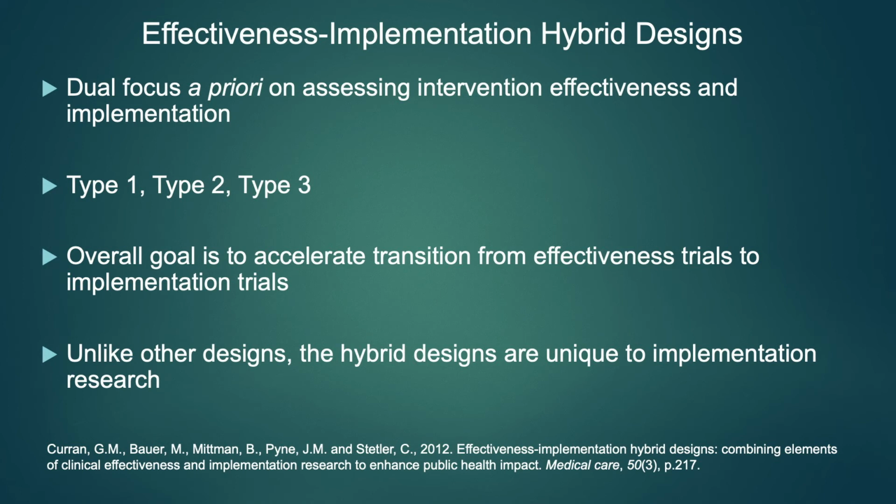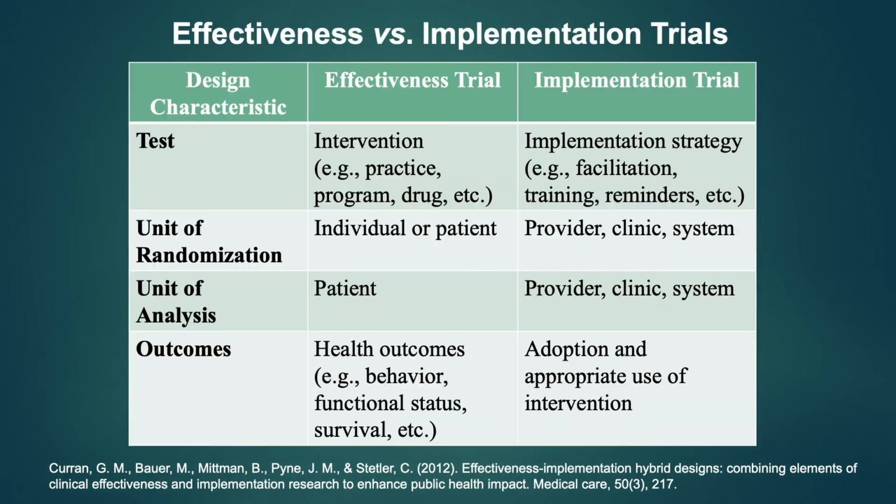So we're not only focusing on effectiveness and then later doing an implementation trial, but we're able to do those simultaneously. As I mentioned, the difference between the effectiveness trial and the implementation trial: the test of the intervention alone in effectiveness versus the implementation trial, well, you're also testing the implementation strategy. Unit of randomization may be different for randomization and analysis, and outcomes are not only for the effectiveness of the intervention, but also the adoption and appropriate use of the intervention, for example, looking at fidelity.